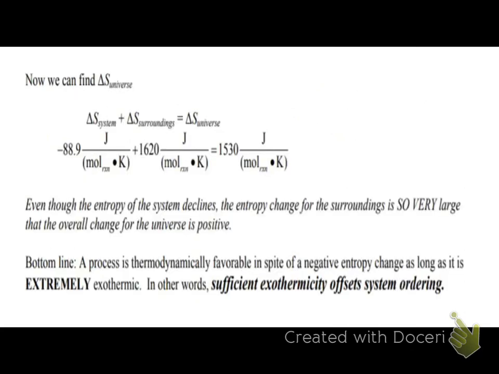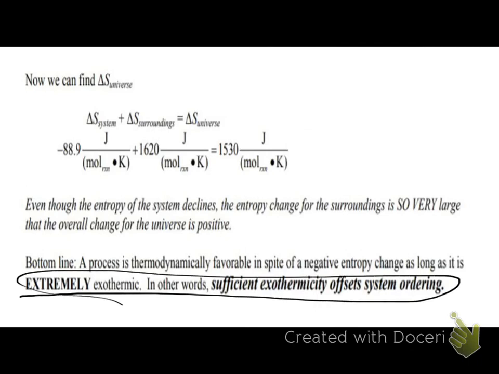Now we can find the delta S for, I get ahead of myself sometimes, I'm sorry. That's what they're doing there. So now you can find delta S for the universe, and it's positive. So then the system is thermodynamically favored, and it's because it's extremely exothermic. So the sufficient exothermicity, did you even know that was a word? Offsets the system ordering. That makes you sound really smart if you say that. In other words, sufficient exothermicity offsets system ordering. Don't you sound smart?